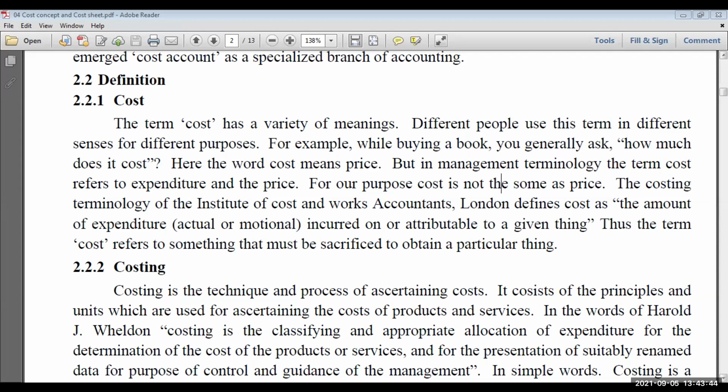To make a pen, if you need a refill, a cover, a cap, these are all direct material cost. To assemble this, if you appoint some labor, the money spent on that labor is called direct labor. And any expenses to support this activity are called direct expenses. So three things are there: direct material, direct labor, direct expenses. These three put together we call direct cost.